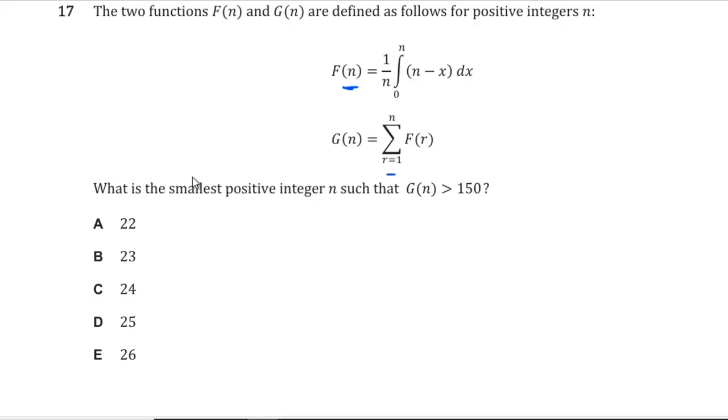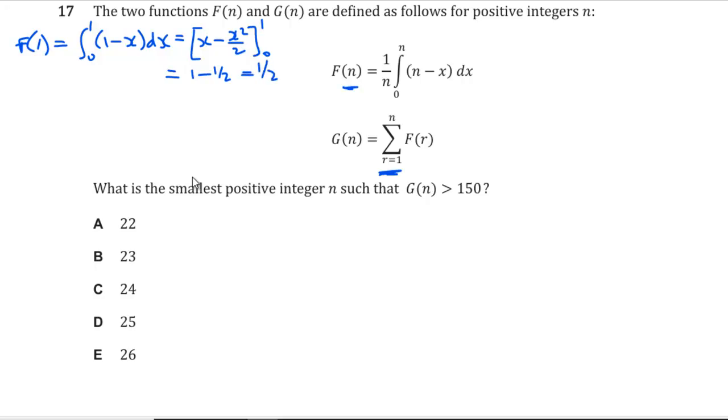Right, okay, so let's have a look at some of these fn's then. So when n is 1, f1 is going to, because that's where we're starting, we're starting at 1, be the integral from 0 to 1 of 1 minus x dx. Okay, so that is going to be x minus x squared over 2, from 0 to 1, which is going to be 1 minus a half, which is a half.